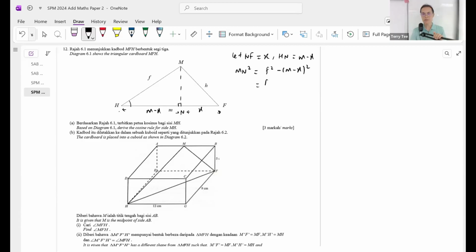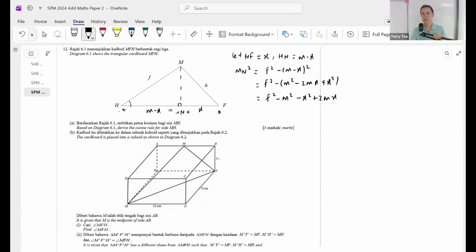Let's simplify this. F squared minus m squared minus 2mx plus x squared. Expand the bracket, f squared minus m squared. Maybe you want to put an x in front, minus x squared, minus minus becomes plus 2mx.